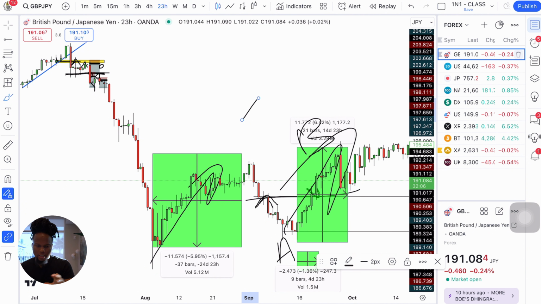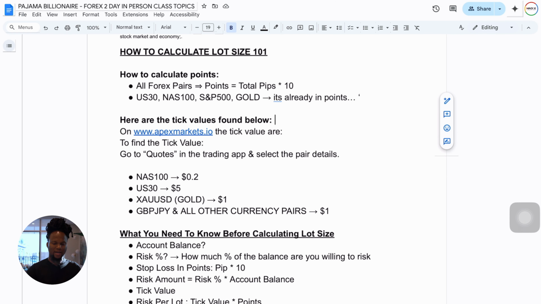So let's dive into this right now. Calculating lot size, I'm going to show you guys this. Remember, I don't want you guys to take any screenshots. Don't do that. Write this down, right?